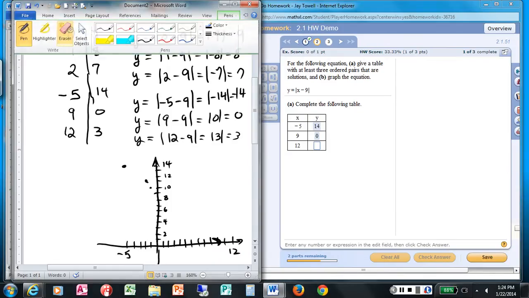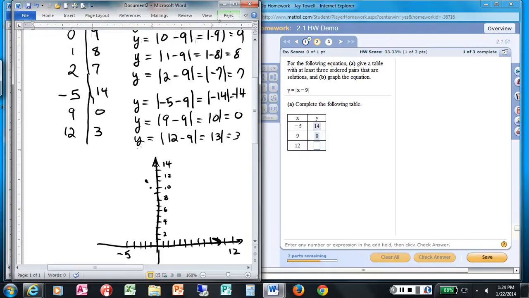Let me get these a little nicer. Negative 5, I'm at 14. At 0, I'm at 9. At 1, I'm at 8. At 2, I'm at 7. You can see those are lining up pretty nicely. Then I've got the 9, 0, and at 12, I'm at 3.